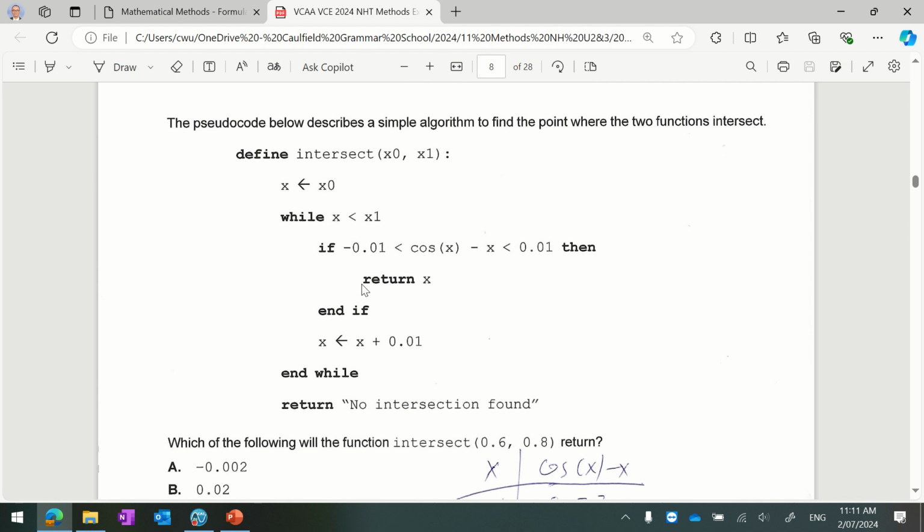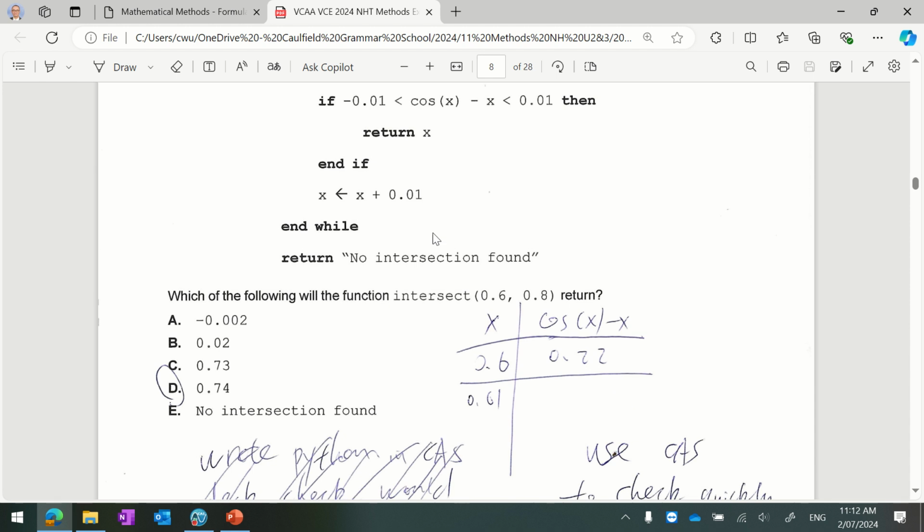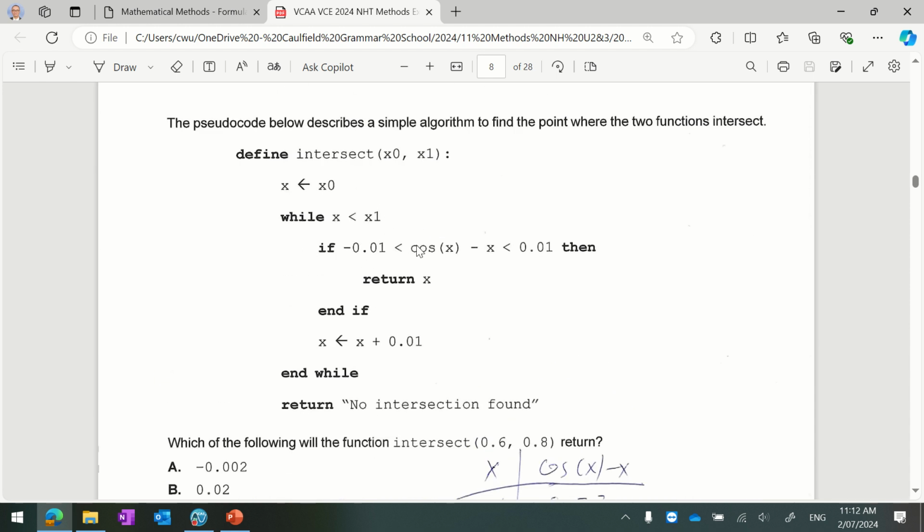x is the answer. If this is not satisfied, so the difference between cos x and x is too big, then we move the x value by 0.01 to the right. So we basically just keep guessing, and then we do this again. It's a while loop, so we repeat this. If x value gets to x1 exactly, and we still haven't found something close enough, then it will tell you there's no intersection that's been found.